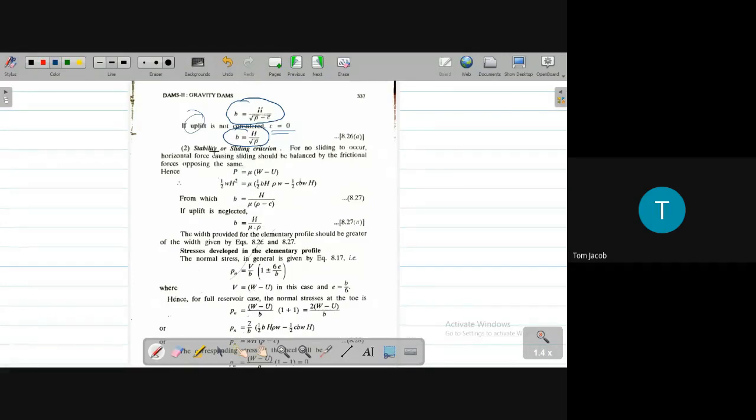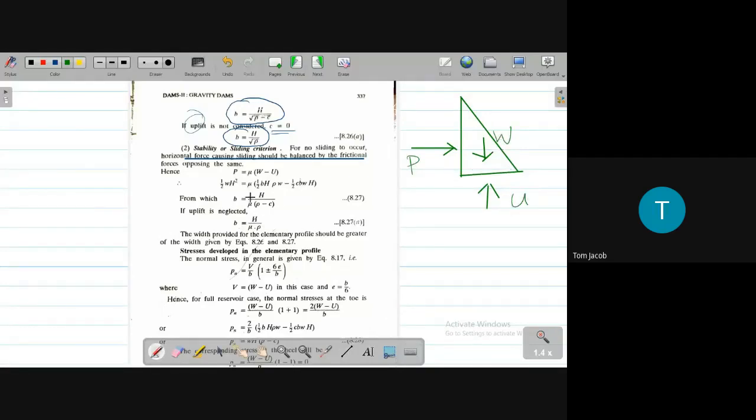the base width using the stability of sliding criteria. For the dam to be stable in sliding, the condition is that the horizontal force causing sliding should be balanced by the frictional force opposing the same. Okay, that's the condition, and for that we have the only horizontal force on the elementary profile, which is the water pressure. Okay, this is the elementary profile and this is the water pressure P, self-weight W, and uplift force U.